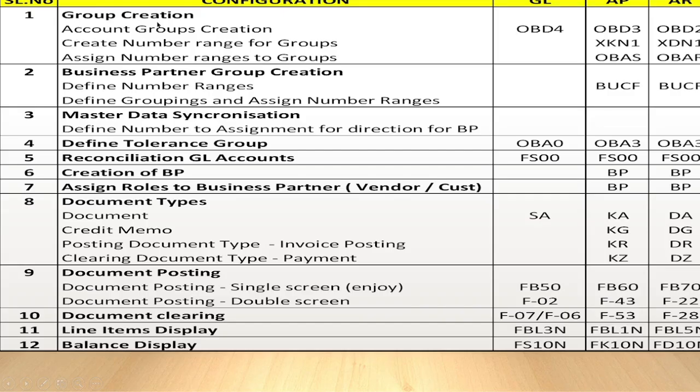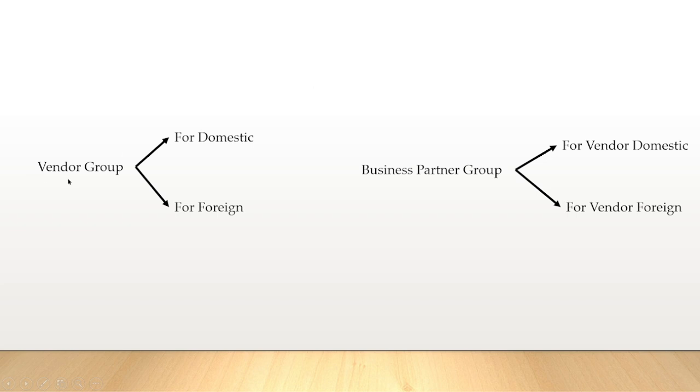Here the first step is group creation. In case of GL, GL groups creation. In case of AP, vendor groups creation. In case of AR, customer groups creation. Second step is business partner groups creation. For example, if you create two vendor groups, one for domestic and one for foreign, then you have to create two business partner groups.